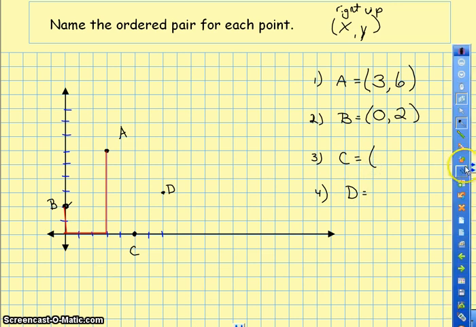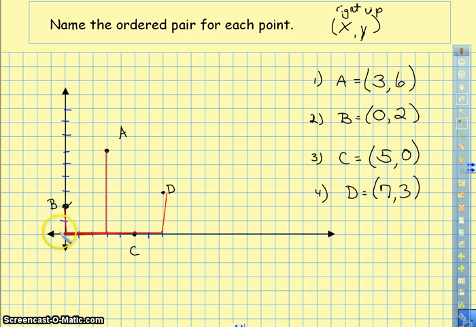Then for C, I'm going to move over to the C, so I moved over 1, 2, 3, 4, and 5 spots. But you'll notice I don't go up or down, I just stay there, so that would be a 0. Okay, and my final one, D, I move all the way over to the D, and I moved 1, 2, 3, 4, 5, 6, 7 spots over, and now I'm going to go up 1, 2, 3 spots. So it's (7, 3) is my ordered pair.